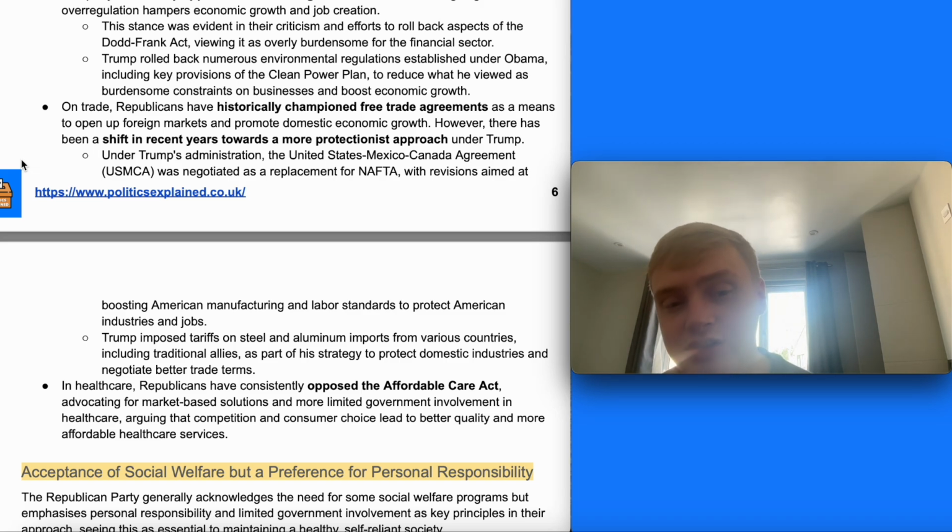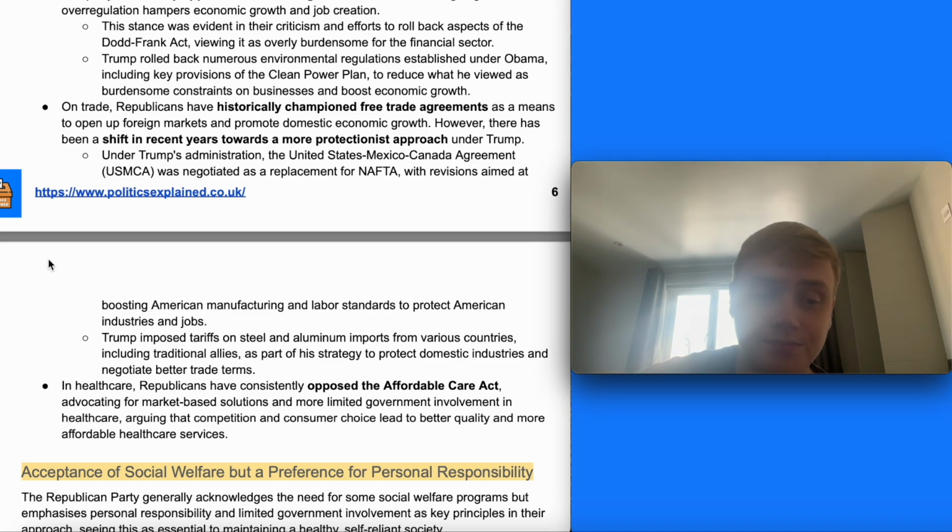In healthcare, Republicans have consistently opposed the Affordable Care Act, advocating for market-based solutions and more limited government involvement in healthcare, arguing that competition and consumer choice lead to better quality and more affordable healthcare services.